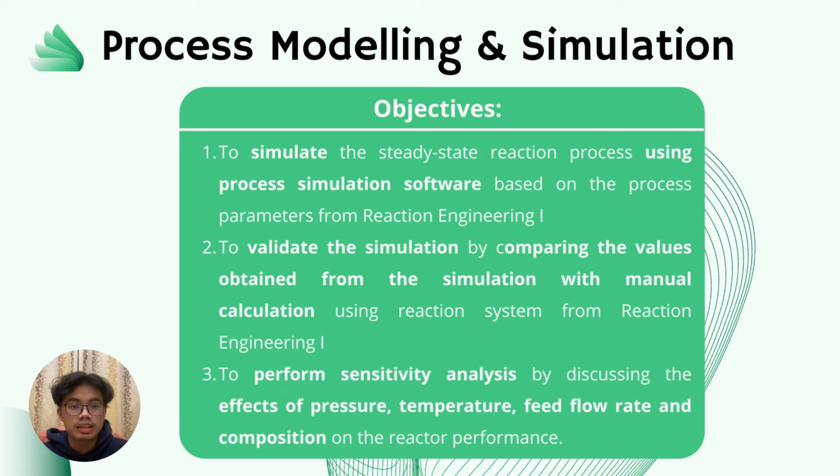The objectives of this section are to simulate the steady-state reaction process using process simulation software based on the process parameters from Reaction Engineering 1, to validate the simulation by comparing the values obtained from the simulation with manual calculation using reaction system from Reaction Engineering 1, and to perform sensitivity analysis by discussing the effects of pressure, temperature, feed flow rate, and composition on the reactor performance.